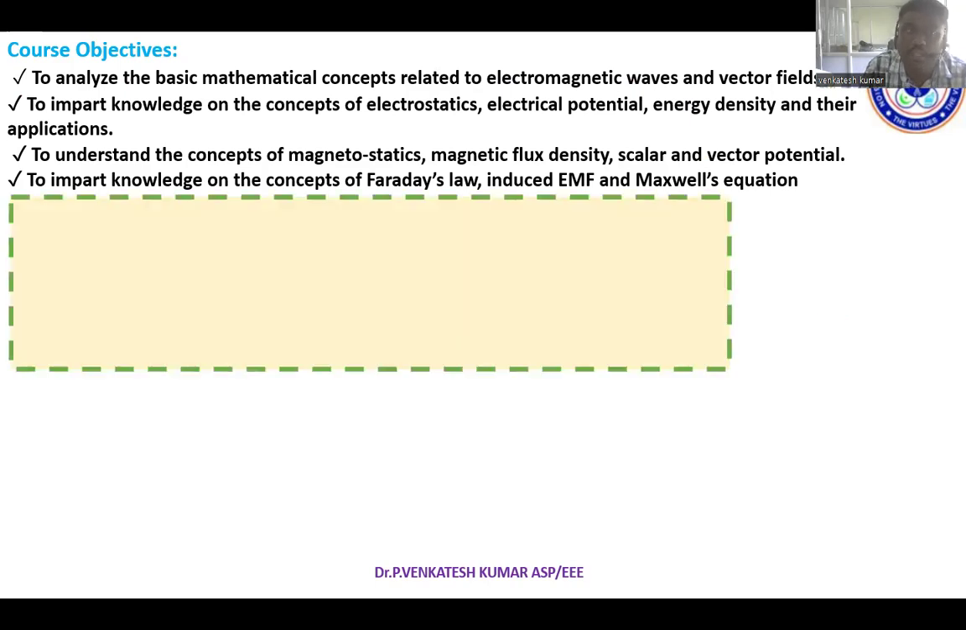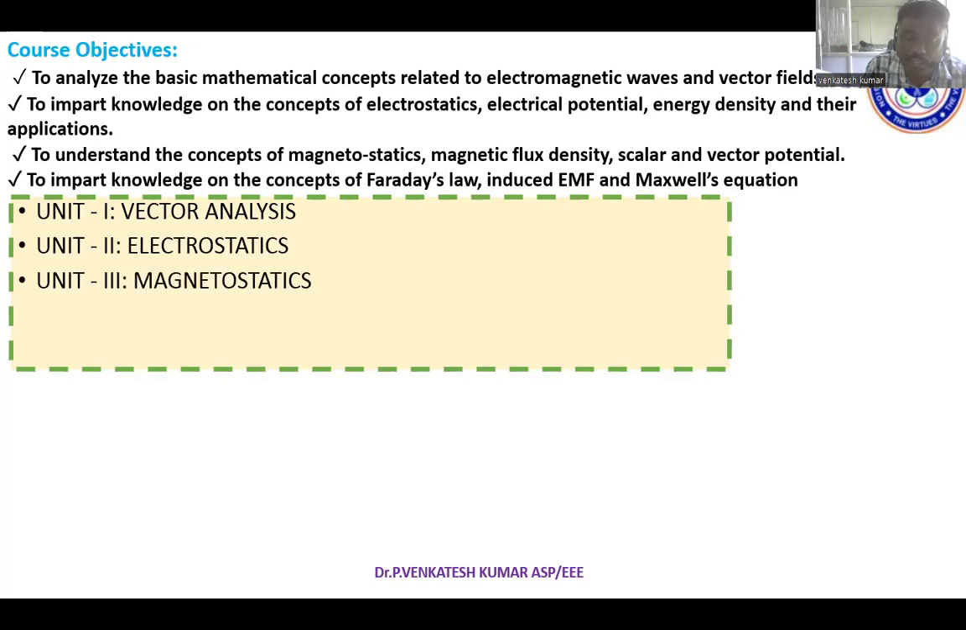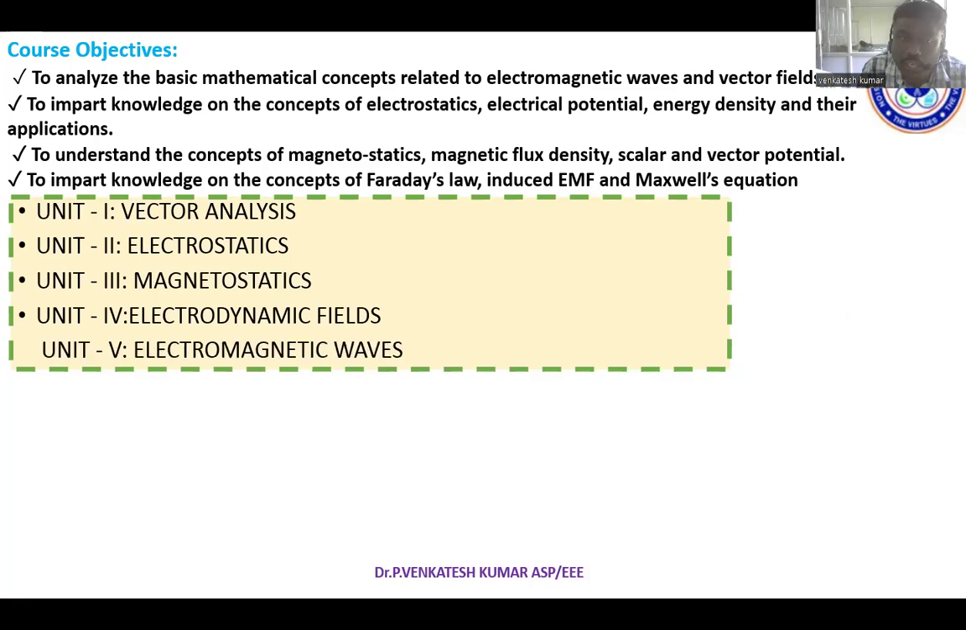In this course, from the faculty point of view, these are the things we teach. Based on that, our curriculum syllabus consists of 5 units. Unit 1 is vector analysis, unit 2 is electrostatics, unit 3 is magnetostatics, unit 4 is the electrodynamic field, especially time varying fields, and unit 5 is electromagnetic waves. So these are our 5 units of content.